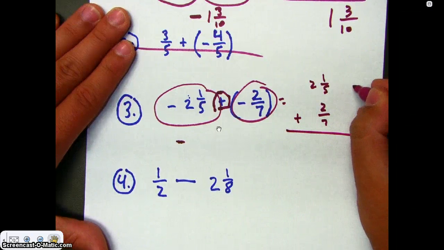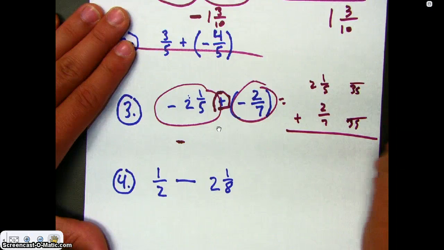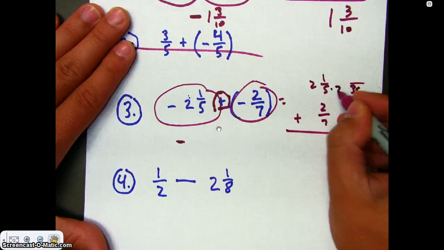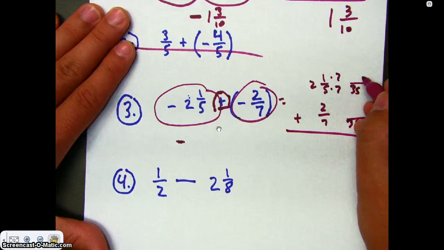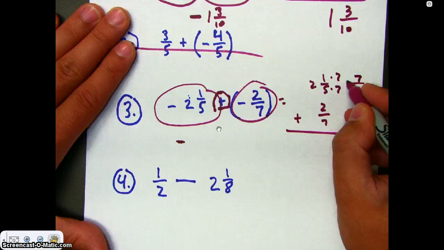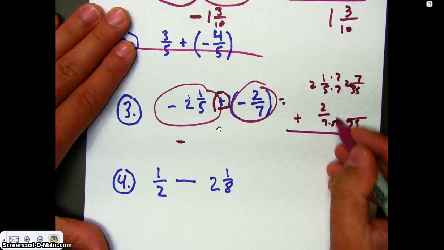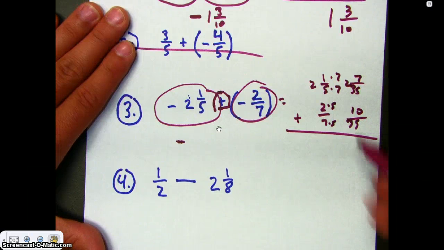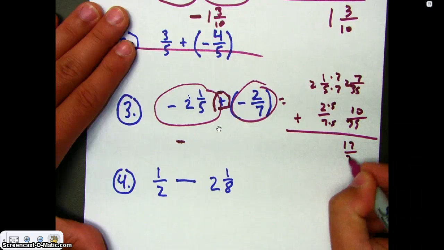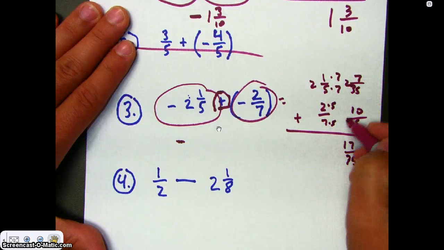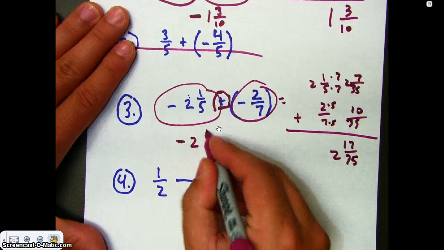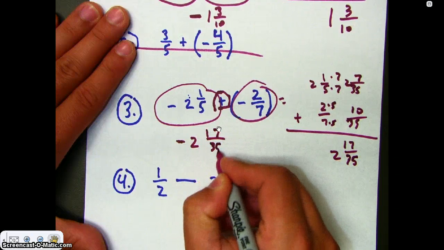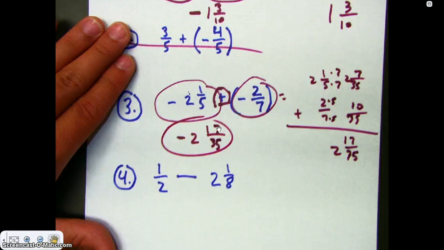Least common denominator of 7 and 5 would be 35. 5 times 7 makes 35. 7 times 1 is 7. Copy over the 2. That's 5. That'd be 10. There's no whole number to copy there. 10 7/35 plus 7/35 would be 17/35. 2 plus nothing would be 2. And then we're done. That's simplest form.